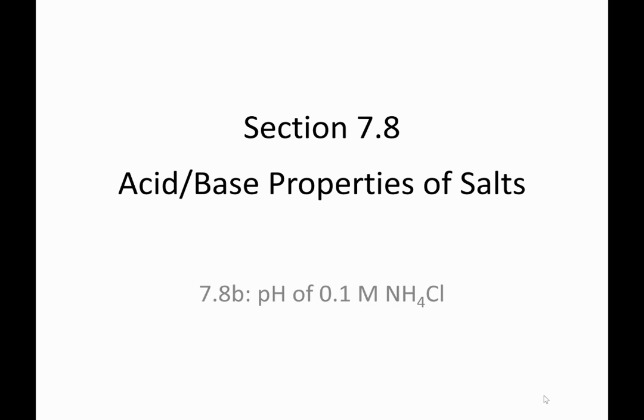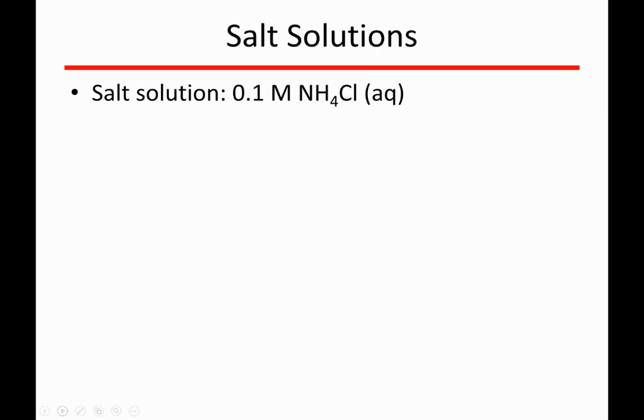Now let's talk about calculating the pH of a 0.1 molar NH4Cl solution. So NH4Cl is also a soluble and ionic compound. So when you put it in solution, it will break up completely into NH4+ and Cl-. We'll write this dissociation reaction out. Goes to NH4+ and Cl-.